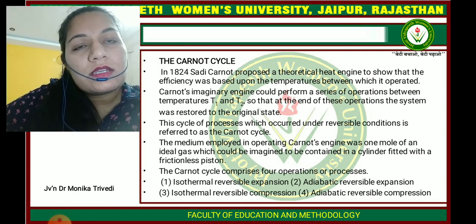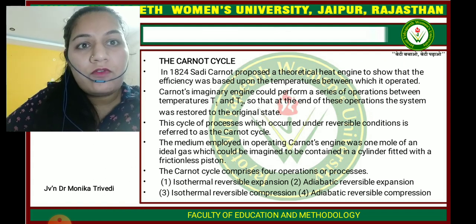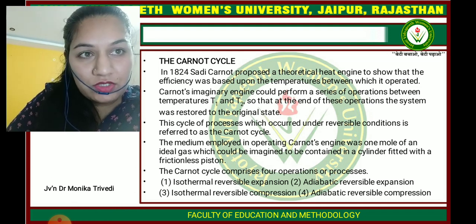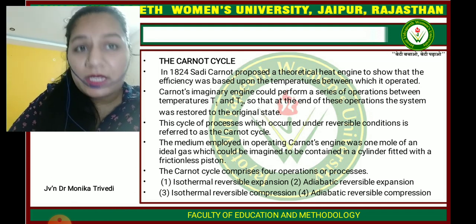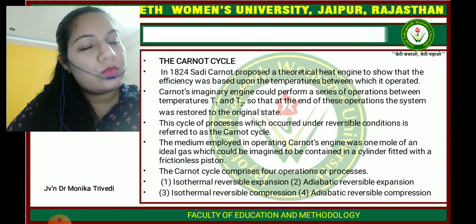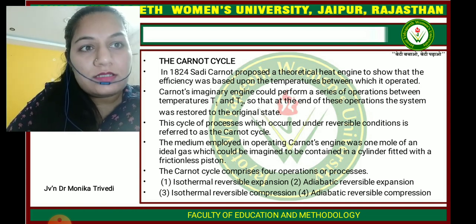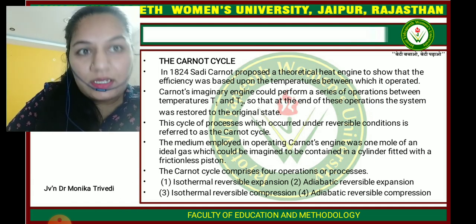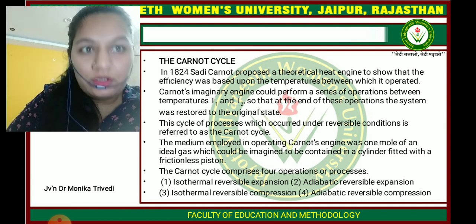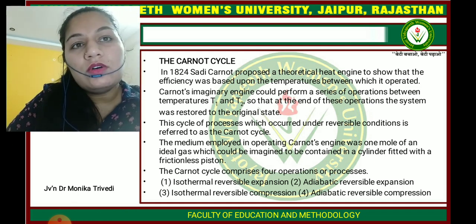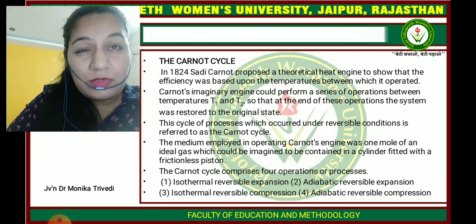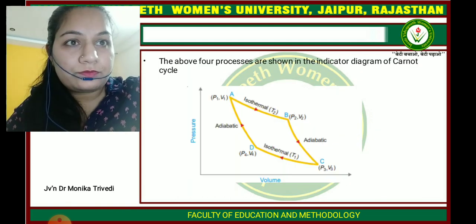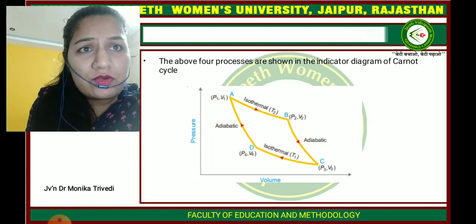Generally this cycle has four processes: first, isothermal reversible expansion; second, adiabatic reversible expansion; third, isothermal reversible compression; and fourth, adiabatic reversible compression. Two processes are compression and two processes are expansion of the gas. So this Carnot cycle system depends upon the expansion and compression of gas. Here you can see the diagram of a Carnot cycle.